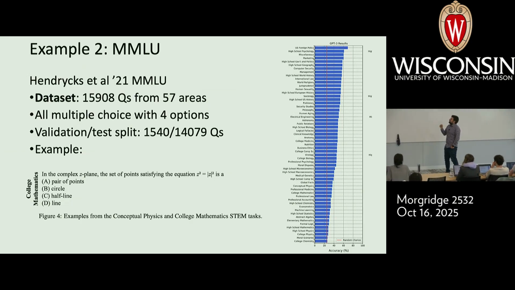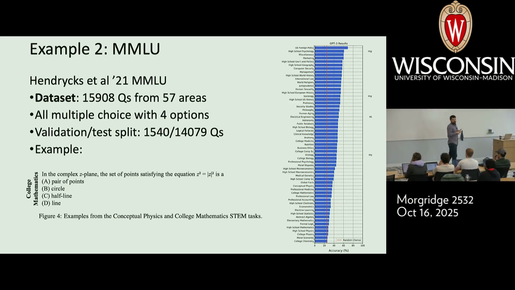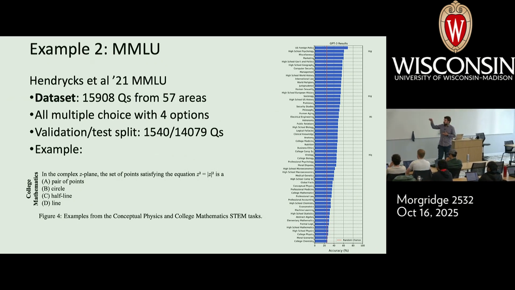In the complex z-plane, the set of points that satisfy this equation looks like what, right? And it's giving you some choices. So the model needs to do a couple of things. It has to read the actual problem itself. It has to be able to understand it to some extent. And then it has to be able to parse these different options and pick the best one. And if you can do this, then you'll pass. And if you cannot, then you'll fail.